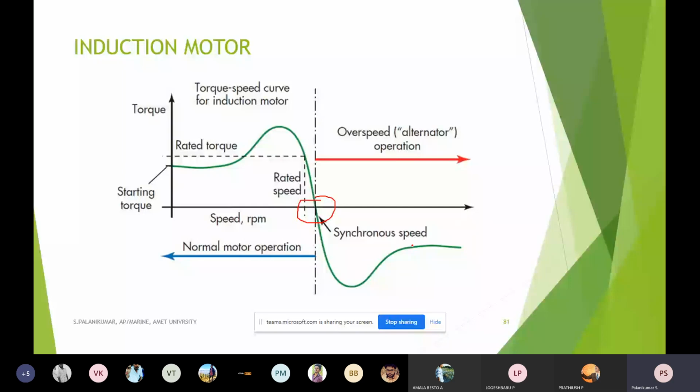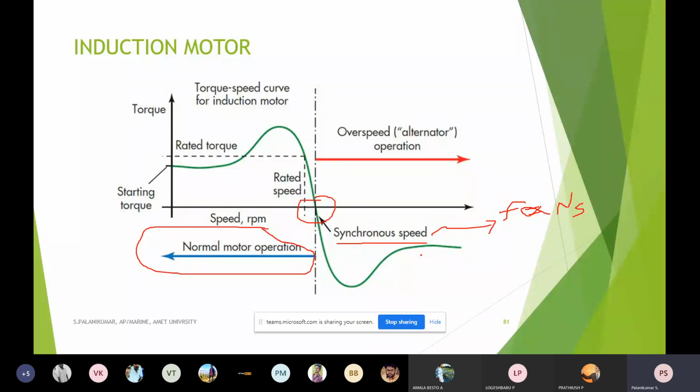Up to this speed is normal motor operation, until the speed exceeds its synchronous speed. This synchronous speed, in turn, is decided by the frequency, which is directly proportional to the synchronous speed, ns.